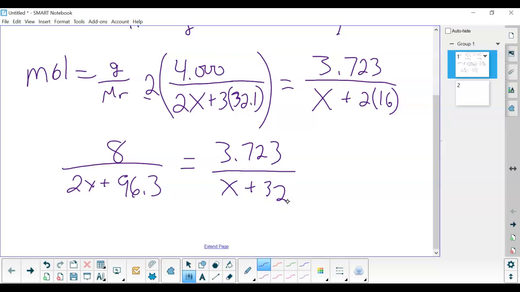And now you can cross multiply and do your regular algebra and find out that x is pretty close to 184 grams per mole. Those were our units. And that makes the unknown metal tungsten. That's how you do problem 136.